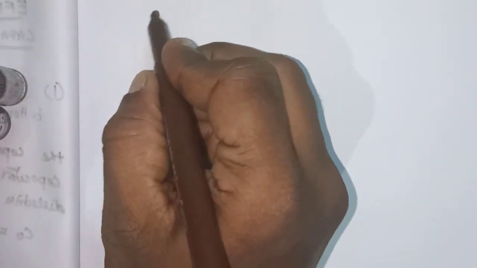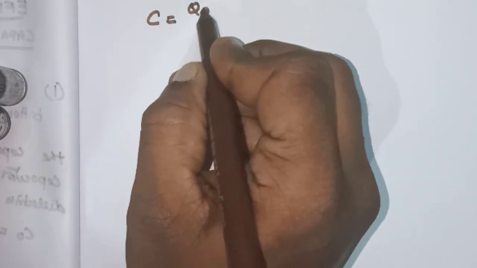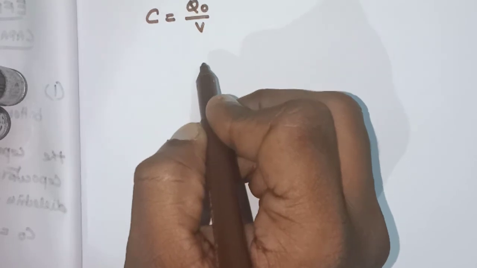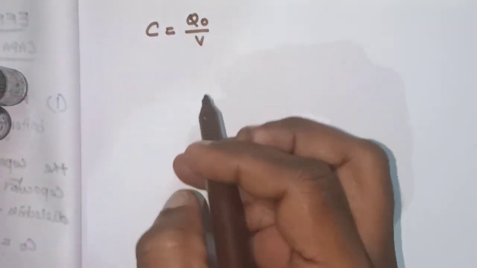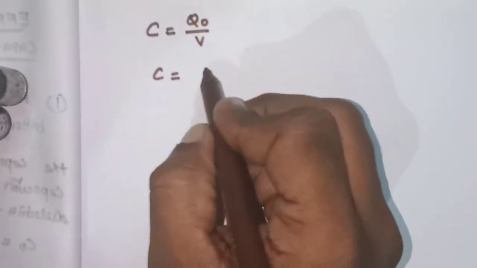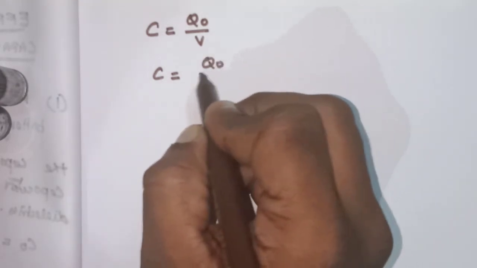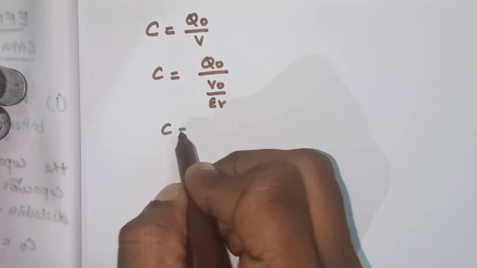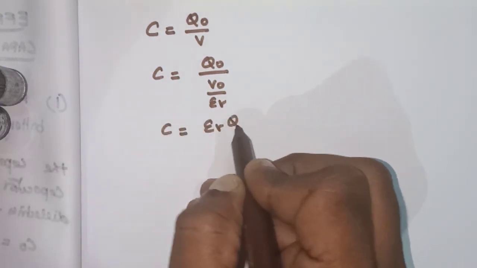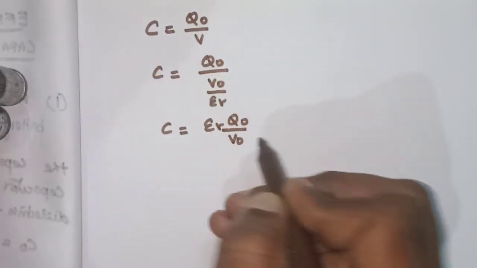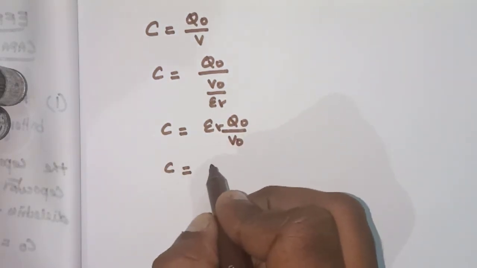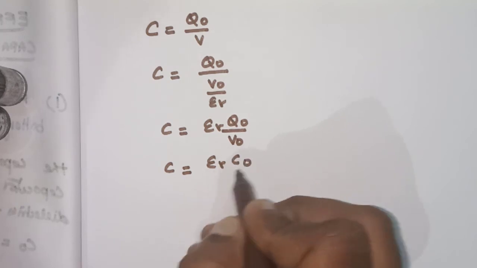I am going to substitute, instead of value C equal to Q naught by V, instead of V I am going to substitute the value V naught by epsilon r, that is C equal to Q naught divided by V naught by epsilon r. Therefore C equal to epsilon r Q naught divided by V naught. Q naught by V naught equal to C naught. Therefore C equal to epsilon r C naught.